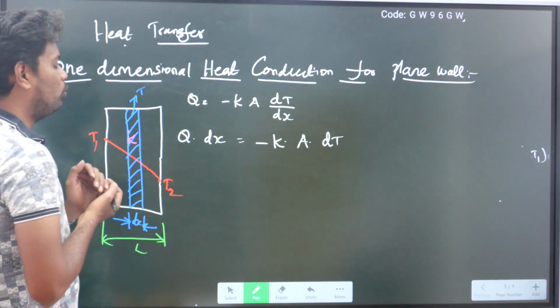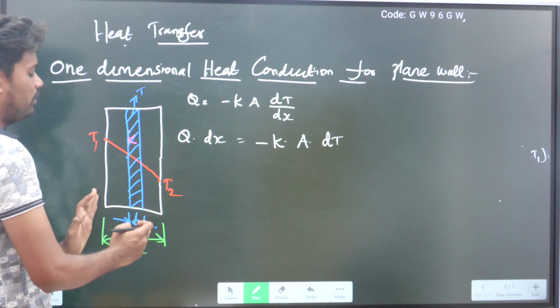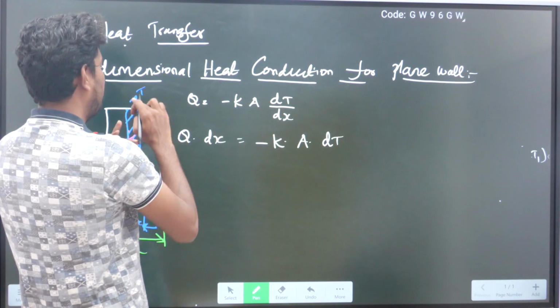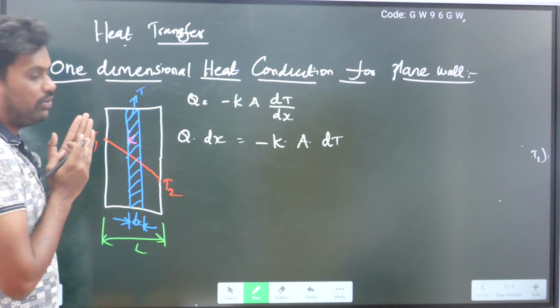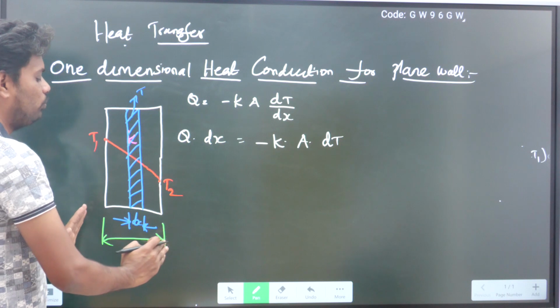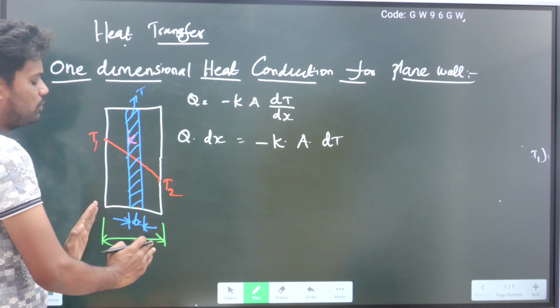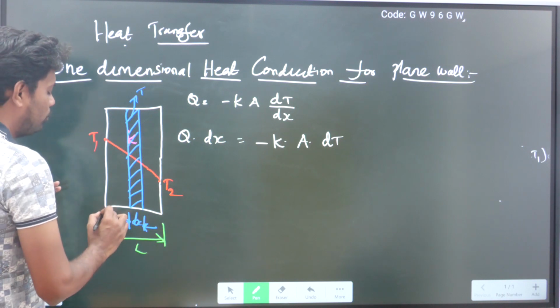Now what I am going to do is integrate this x between 0 to L and this T between T1 to T2. If I integrate dx with respect to the limits between 0 to L, this is x equal to 0.